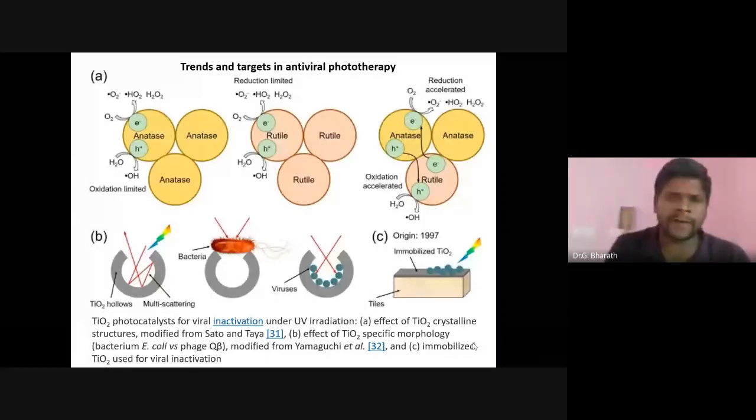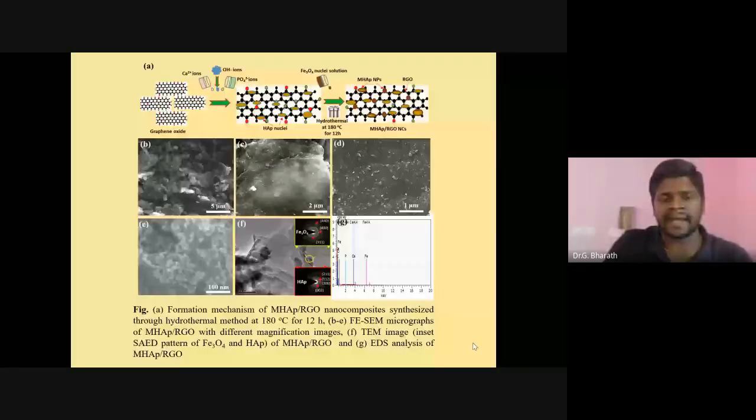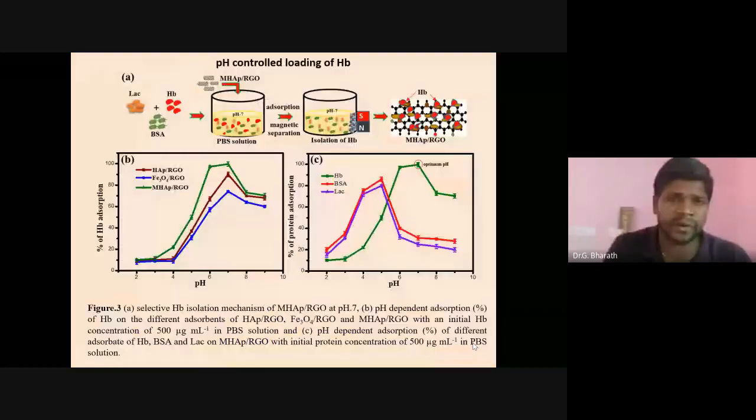Okay, so these are all advanced applications. People are focusing on this type of material for virus control, so COVID control is also possible. Another thing is that people have produced magnetic hydroxyapatite nanoparticles. These magnetic hydroxyapatite nanoparticles are very useful for drug delivery applications. Especially, they are used for hemoglobin separation.